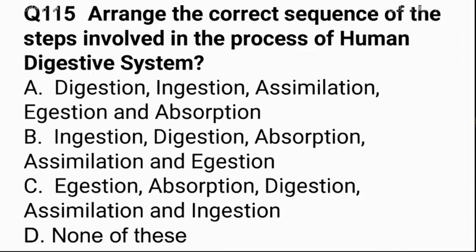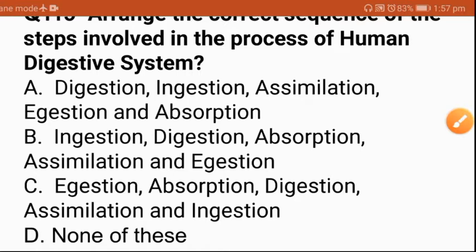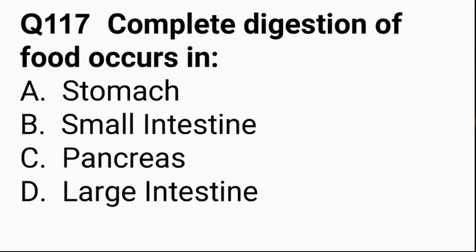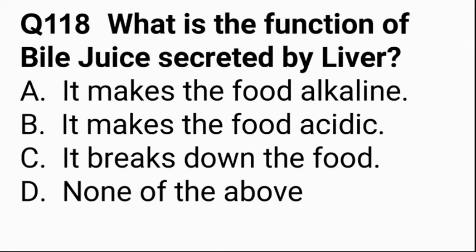Arrange the correct sequence of the steps involved in the process of the human digestive system. B. Ingestion, digestion, absorption, assimilation, and egestion. Name the largest part of the alimentary canal. B. Small intestine. Complete digestion of food occurs in B. Small intestine. What is the function of bile juice secreted by liver? A. It makes the food alkaline.